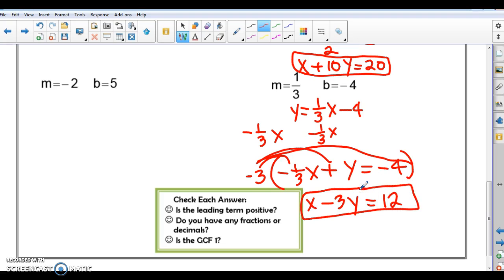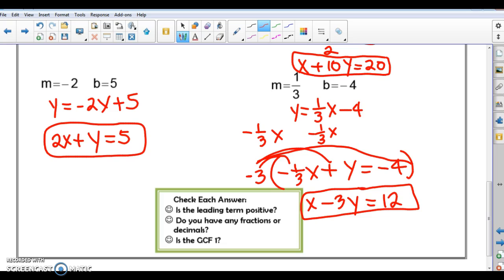Easy. Please pause the video and try the question right here. Okay, so this one was pretty easy. The answer should be 2x plus y equals 5. So one thing you have to remember is the standard form is ax plus by equals c. And you have to check each answer with these 3 rules. Is the leading term positive? Do you have any fractions or decimals? Is GCF 1?